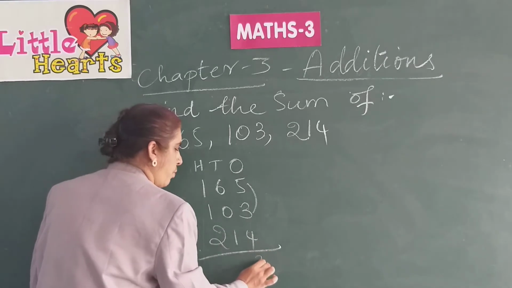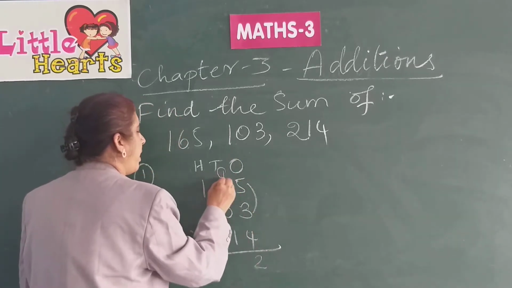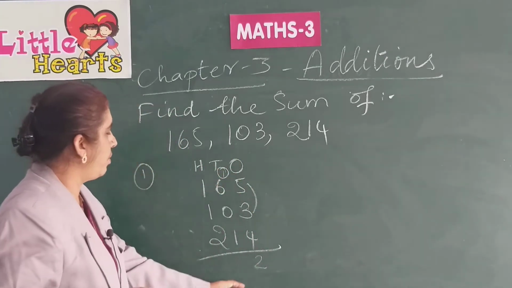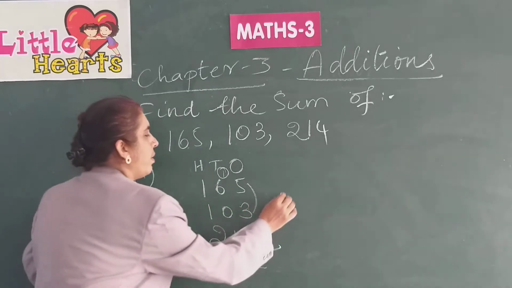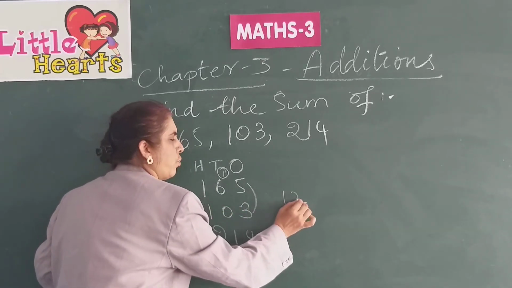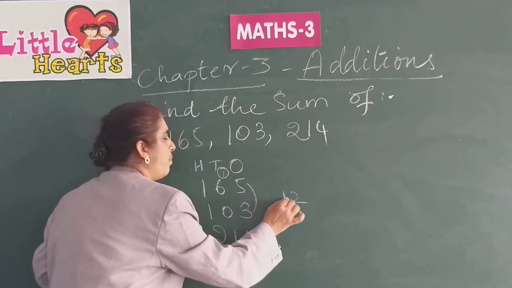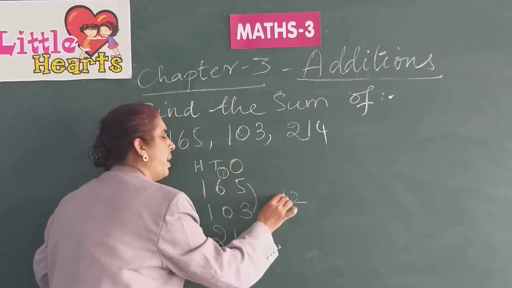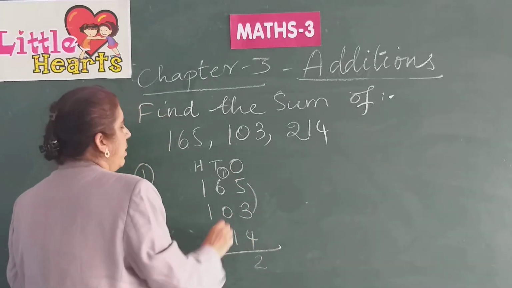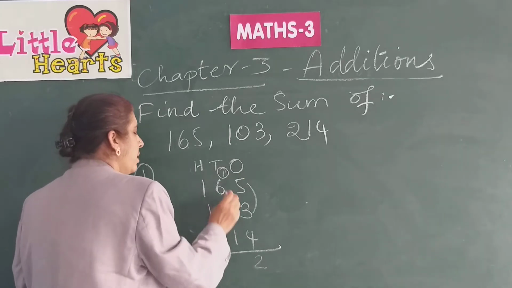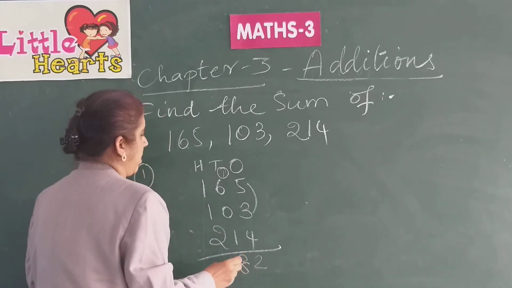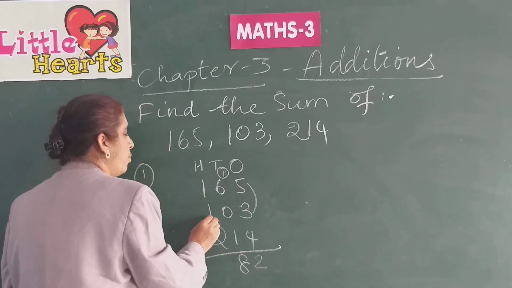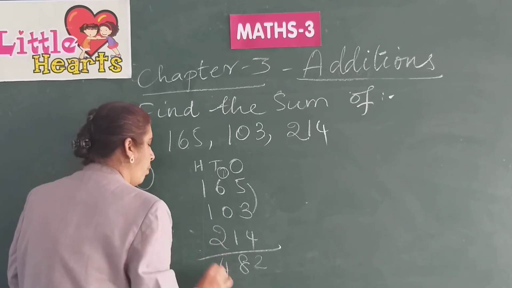8 plus 4, 12. Carry 1 here. So 12 is 1 ten plus 2 ones. This one should be carried to the tens place. 6 plus 1, 7. 7 plus 1, 8. 1 plus 1, 2. 2 plus 2, 4.